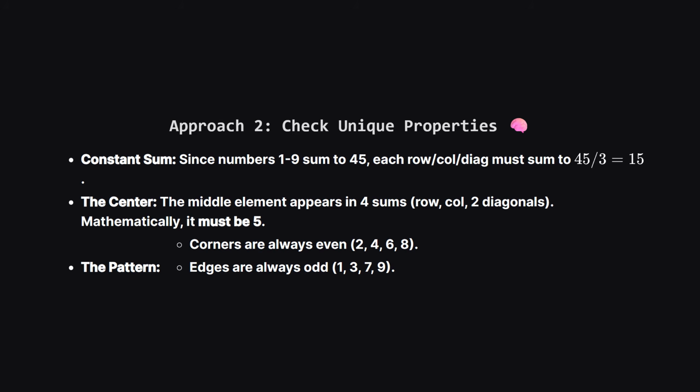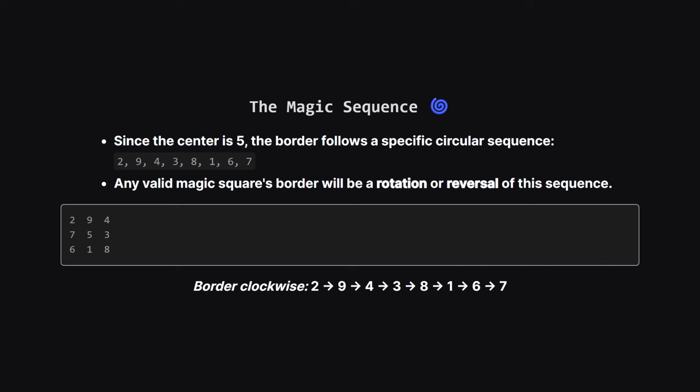Also, the corners are always even numbers, and the edge pieces are always odd numbers. This creates a strict pattern. If the center is 5, the numbers around the border must follow the sequence 2, 9, 4, 3, 8, 1, 6, 7. This sequence might start at any corner, and it might go clockwise or counterclockwise, but the relative order is always locked. So instead of adding up rows and columns, we can just check, is the center 5, and does the border match this specific string of numbers?